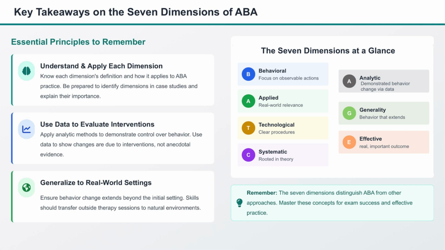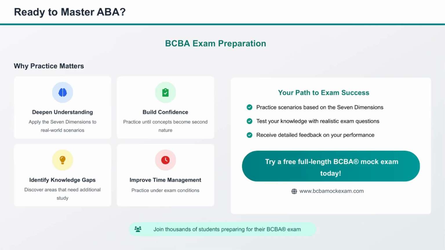Here's a quick recap of the 7 dimensions. Understand and apply each dimension. Use data to evaluate interventions. Generalize to real-world settings. These are the core principles that guide ABA practice and will be essential for your exam success.